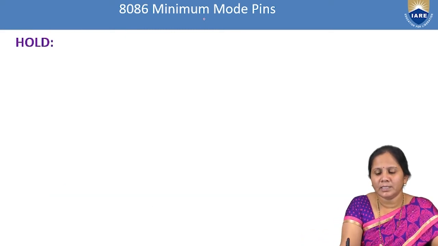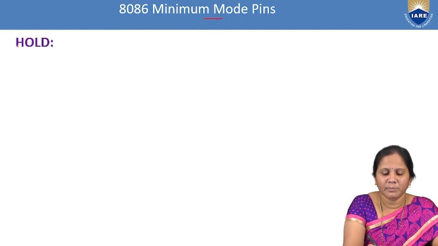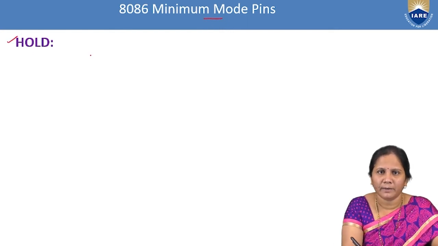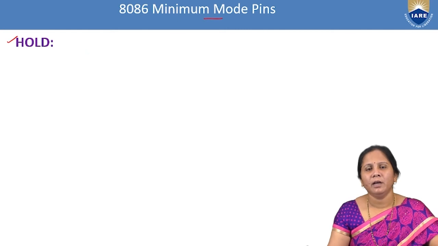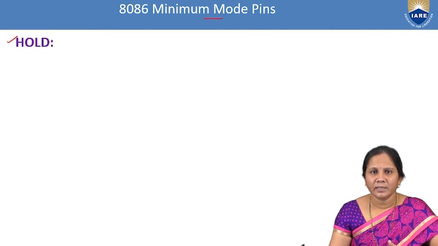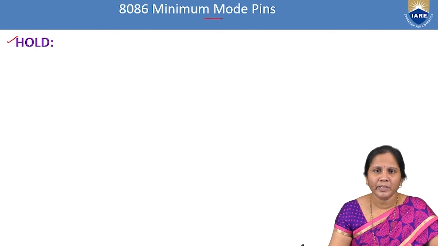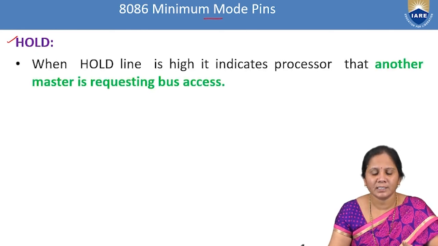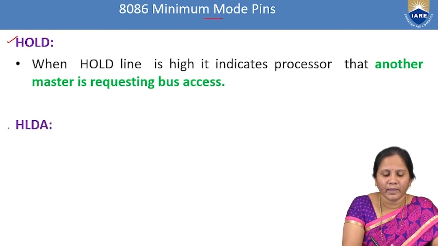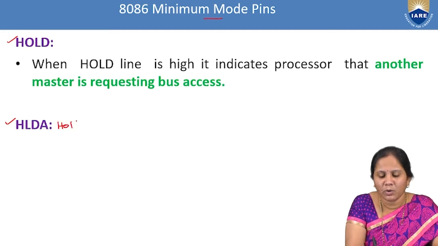And the next minimum mode signals. The minimum mode signals are the hold signal. Generally, hold signal means if any master wants to request system bus access from the 8086 microprocessor, it will request the system bus access through this hold signal only. And the next signal is HLDA. HLDA represents hold acknowledgement.